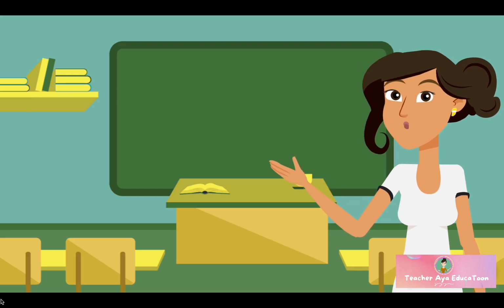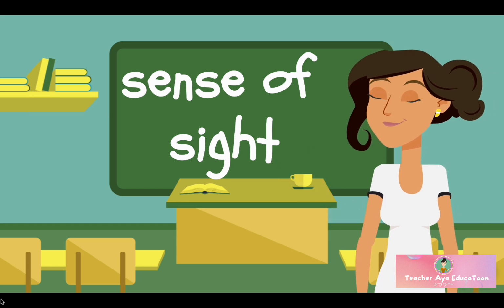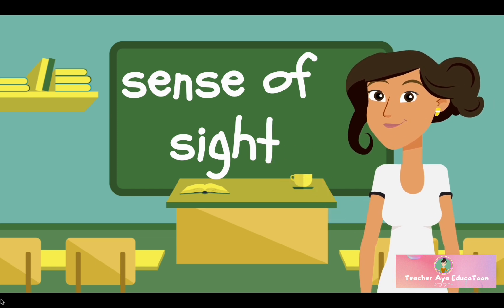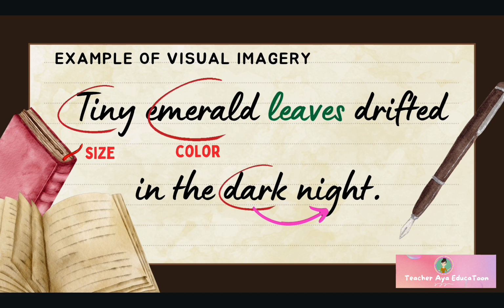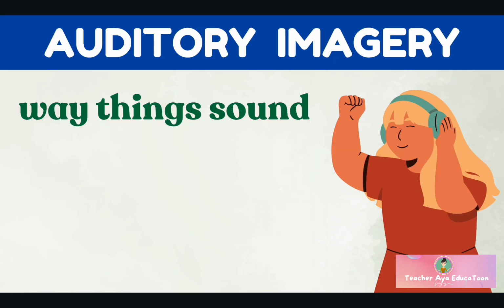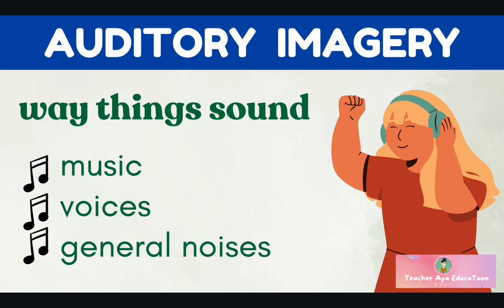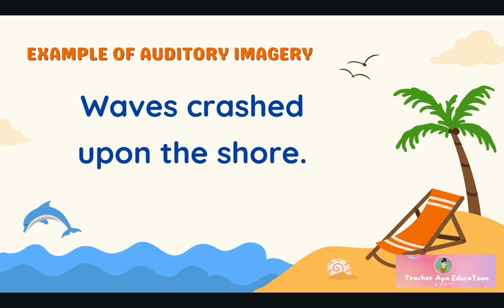Can you spot another word in that line that appeals to your sense of sight? Correct, the word dark. The adjective dark describes the night. Auditory imagery pertains to the way things sound. This could be music, voices, or general noises that we hear. For example, waves crashed upon the shore. The word crashed describes the sound of how the waves loudly hit the shore.